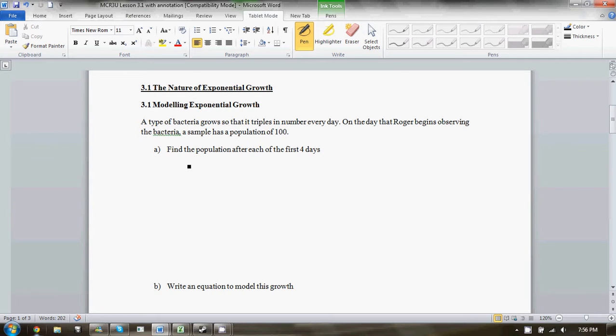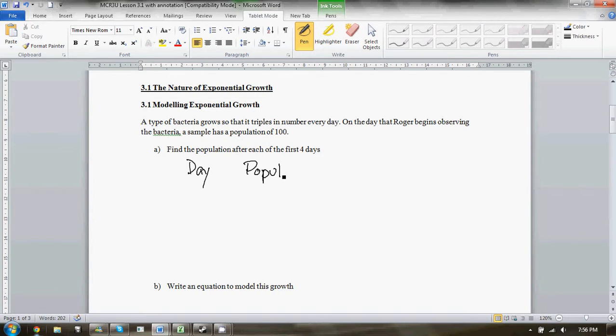First I'm just going to set it up in a table so it's easier to understand. Day, population. On day 0, he saw that there were 100 bacteria. On day 1, it is 100 times 3 because it triples. So I get 300.